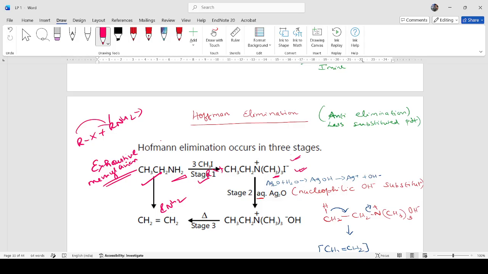You can see it is aqueous silver oxide. Aqueous silver oxide means Ag2O in the presence of water. So what happens? It takes water to form silver hydroxide, just like any metal oxide. This silver hydroxide, upon dissociation, once again gives you OH minus. This OH minus replaces the iodide to form quaternary ammonium hydroxide. The moment you see this quaternary ammonium hydroxide, which upon heating, you can understand it is Hoffman elimination.